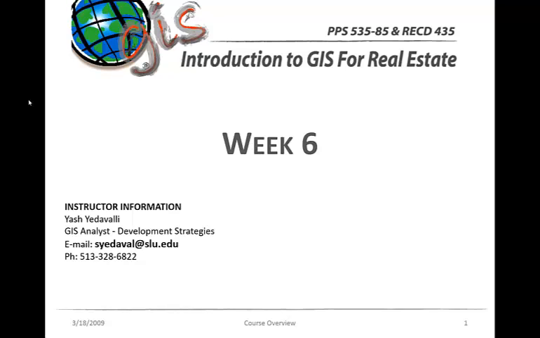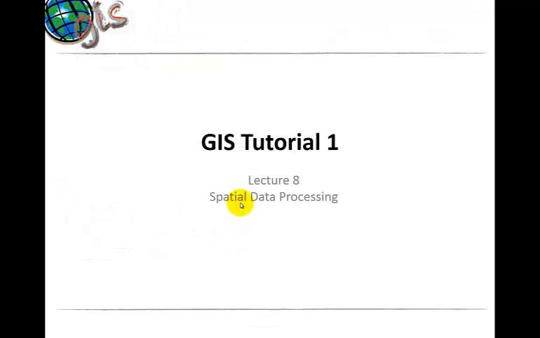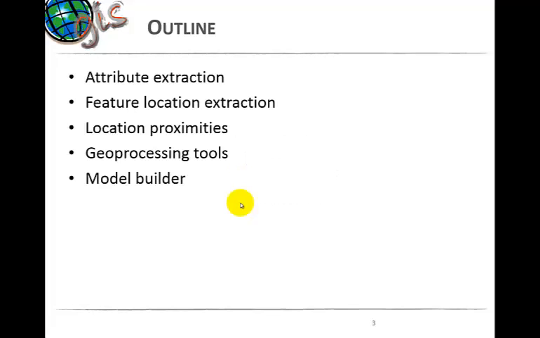This is Yash Yadavalli. This week, we'll be learning about spatial data processing, or geoprocessing as it's commonly called. Mostly we'll be talking about attribute extraction, where you extract features using spatial queries or attribute queries. You'll also learn to aggregate polygons to larger polygons, append layers, merge layers, and all that good stuff. This sort of work is called geoprocessing because this is processing of geographic features.